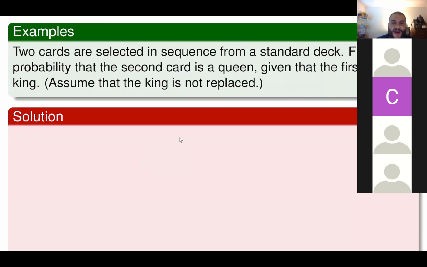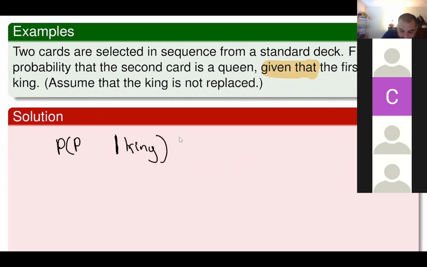For a conditional probability, there are certain words that tell you it is a conditional probability. For this one, the phrase is "given that." As soon as you see given that, they're giving you the information, what has already occurred. Given that the first card is a king, what do I know about the first card? It's a king. So the condition is that the card is a king.